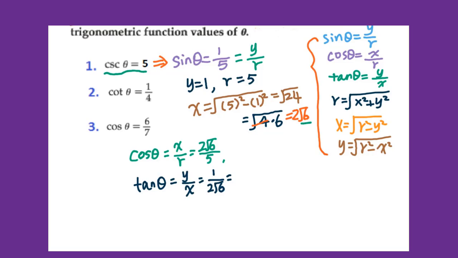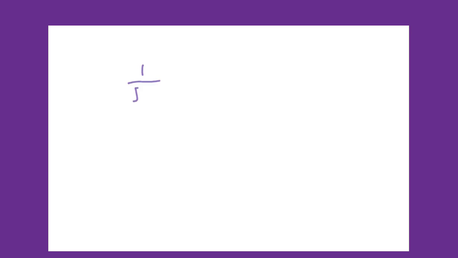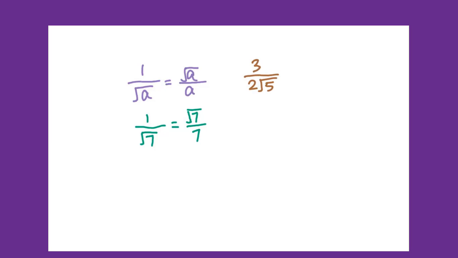Then we simplify. When you simplify radicals in the denominator, here's the formula to use: 1 over square root of a equals square root of a over a. For example, if I have 1 over square root of 7, you will get square root of 7 over 7. If you have 3 over 2 square root of 5, then you jump this square root of 5 to square root of 5 over 5. Then carry on this 3, do the multiplication, and the 2. Therefore, your answer will be 3 square root of 5 over 10.